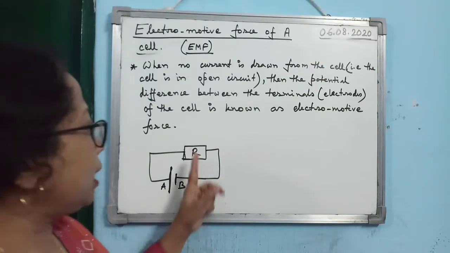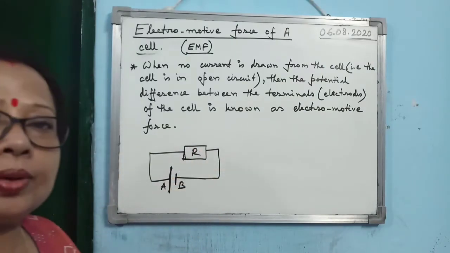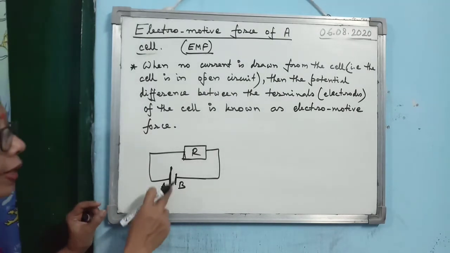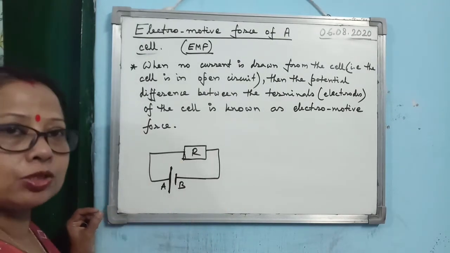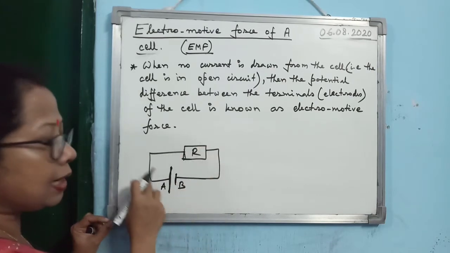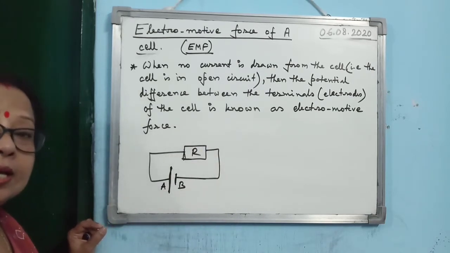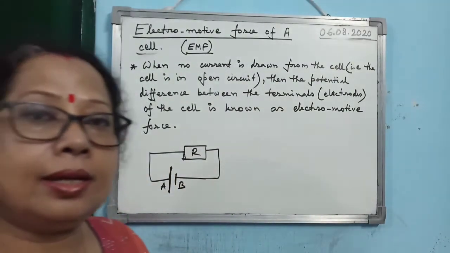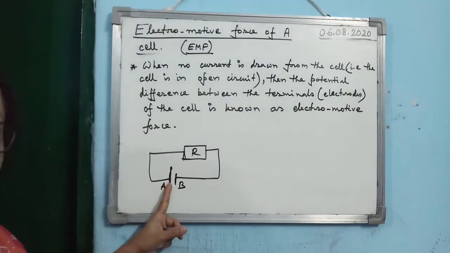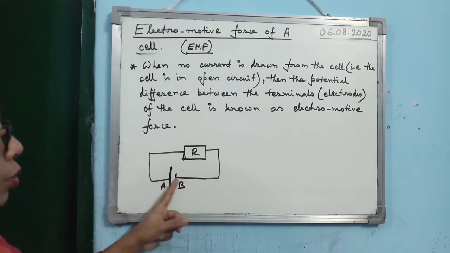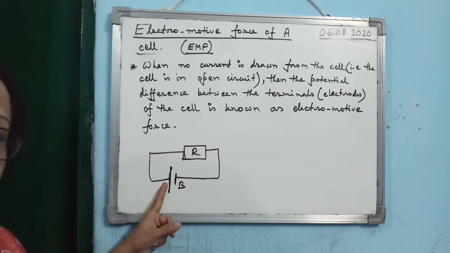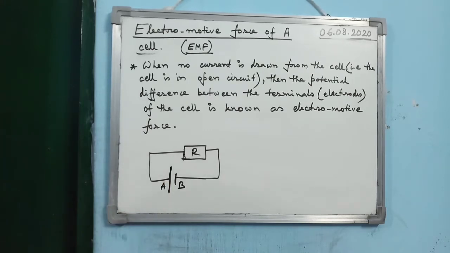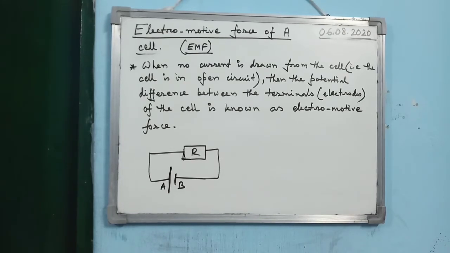Alright, so here you see, if you consider a cell is connected to an external resistance, then when the current is drawn from the cell, current means what? Positive charge is flowing from the cell around the circuit, isn't it? Now, EMF of the cell is also defined as the amount of work done to take a unit positive charge from the positive terminal of the cell round the circuit to the positive terminal again. So, you can write down the definition of EMF of a cell in the second way.